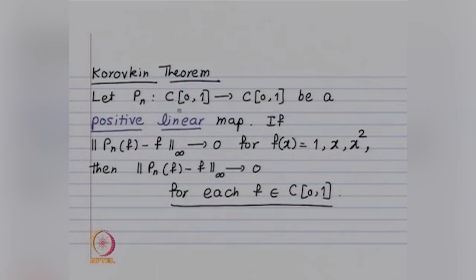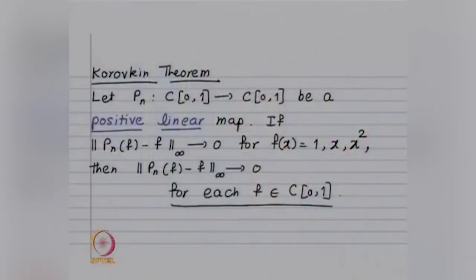And here is Korovkin's theorem, which says that if you have p n to be a map from c 0 1 to c 0 1, which is a positive linear map, and if the norm of p n f minus f, infinity norm, tends to 0 for the three functions 1, x, x square, then the norm of p n f minus f, infinity norm, tends to 0 for each f belonging to c 0 1. So, it is a very interesting theorem.